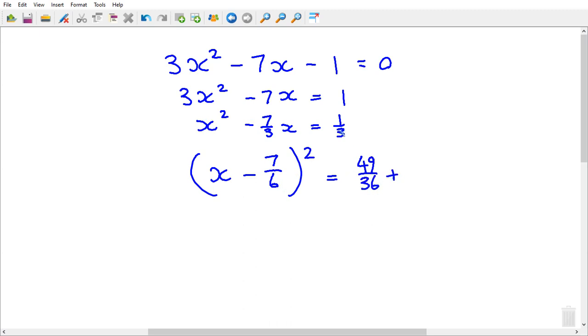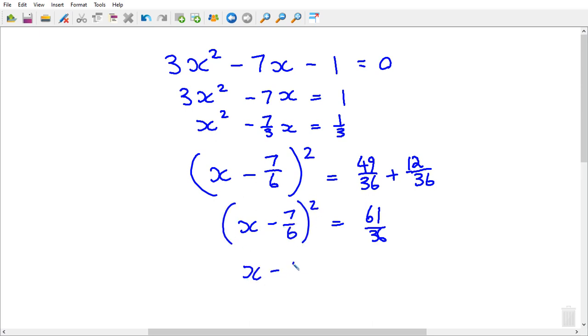The reason I've written that down first, I'm actually going to change these thirds into 36ths as well, just for efficiency. And as we know, 1/3 is the same as 12 36ths. So what I end up with now is 61 over 36. All right. And here I've got x minus 7 over 6, all squared equals that. Square root both sides. Now notice the denominator will square root nicely to 6. The numerator in this case doesn't square root nicely, it's just plus or minus the square root of 61. And then lastly, I'm going to add my 7 over 6 across. And I get 7 plus or minus the square root of 61 over 6.